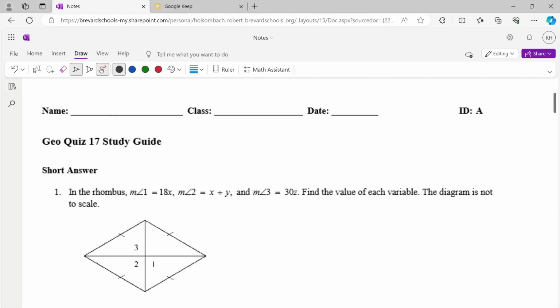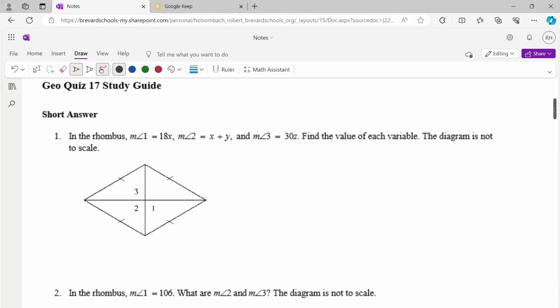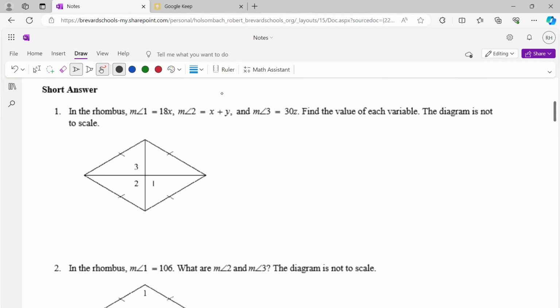All right, so here we go on your quiz 17 study guide. And problem number 1 tells you in the rhombus, angle 1 equals, angle 2 equals, and angle 3 equals. Find the value of each variable. The diagram is not to scale.